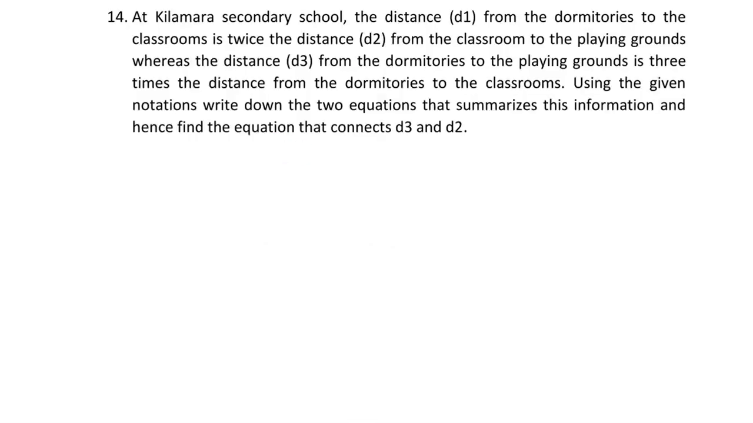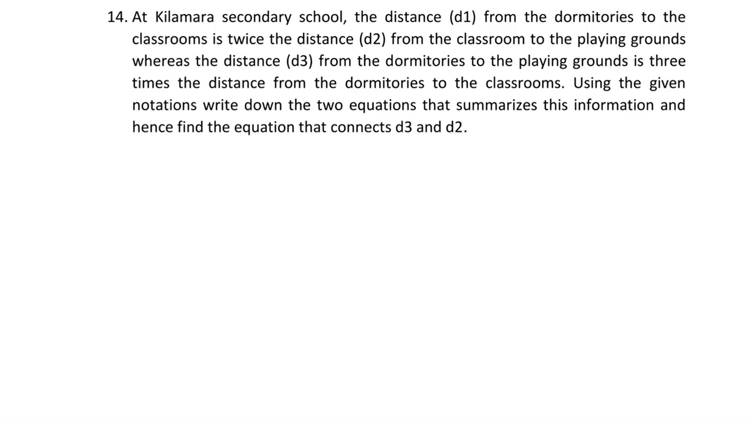Question number 14. At Kiramara Secondary School, the distance D1 from the dormitories to the classrooms is twice the distance D2 from the classrooms to the playgrounds, whereas the distance D3 from the dormitories to the playgrounds is 3 times the distance from the dormitories to the classrooms. Using the given notations, write down the two equations that summarize this information and hence find the equation that connects D3 and D2.